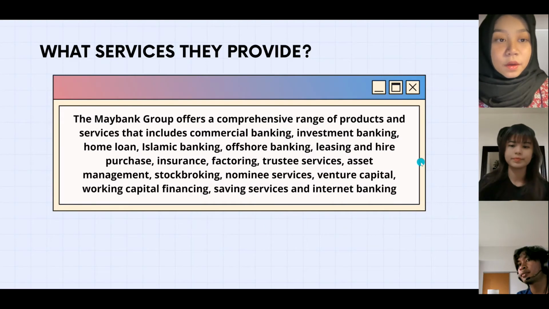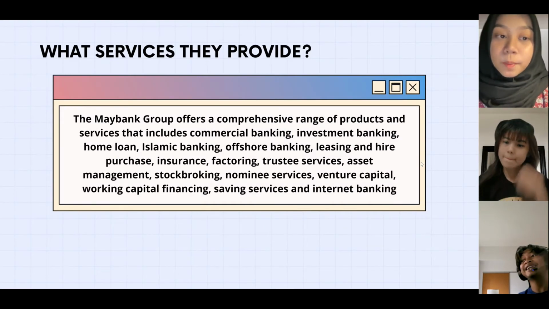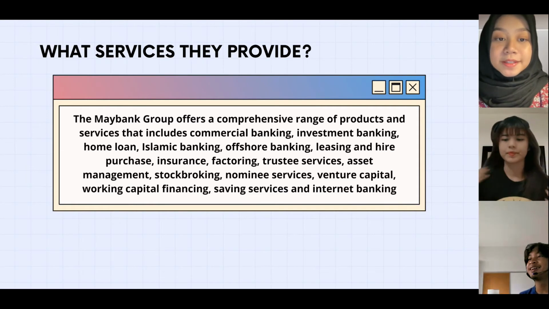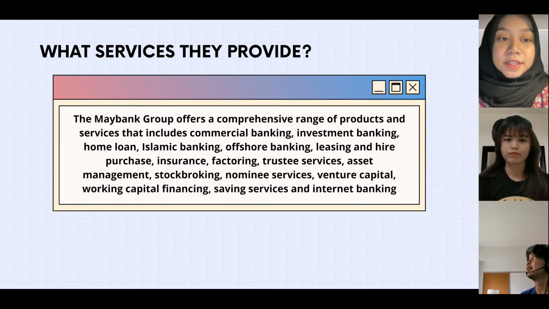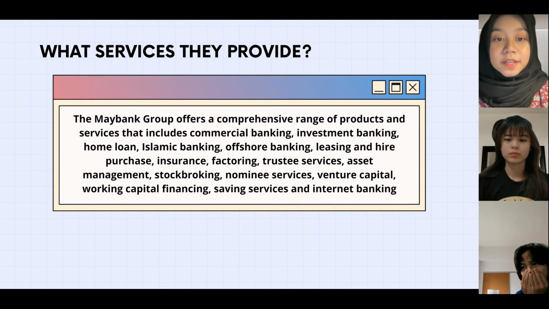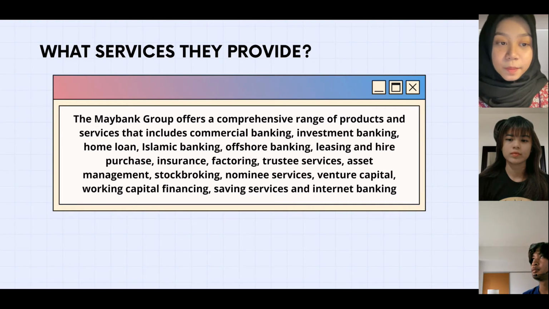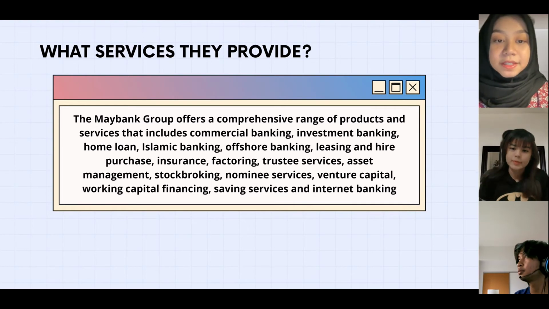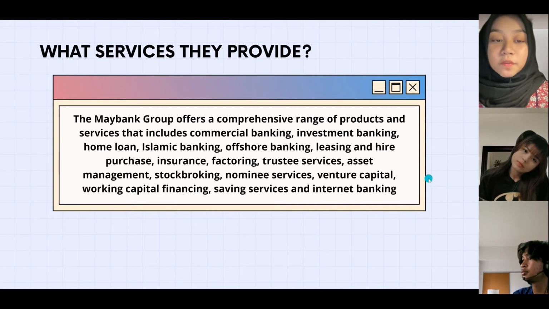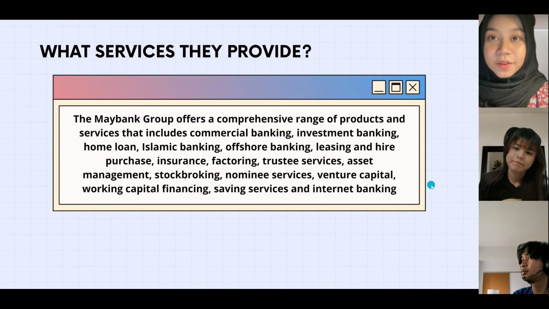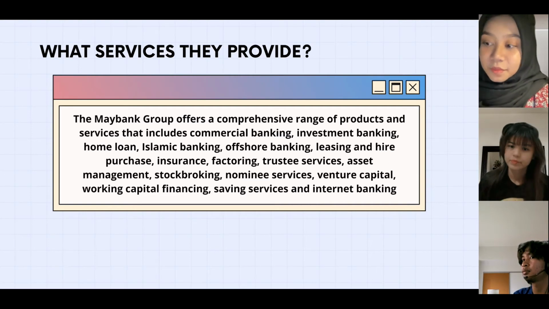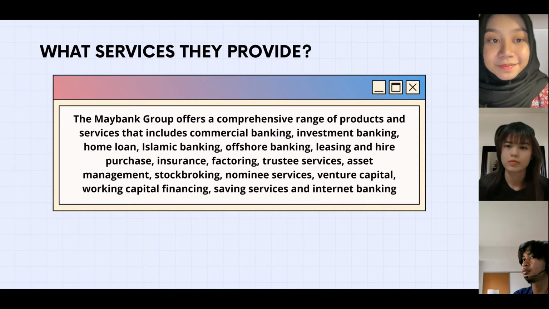So what services they provide? So Maybank Group offers a comprehensive range of products and services that includes commercial banking, investment banking, home loan, Islamic banking, offshore banking, leasing and hire purchase, insurance, factoring, trustee services, asset management, stockbroking, nominee services, venture capital, working capital financing, savings services, and internet banking. So there's a lot of what Maybank has to offer to us.